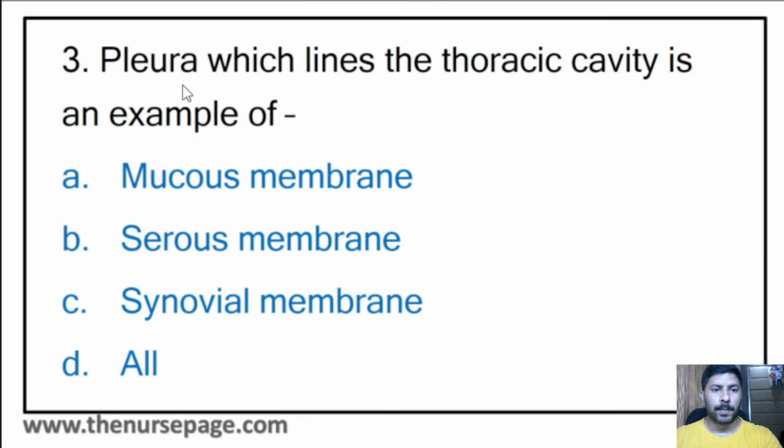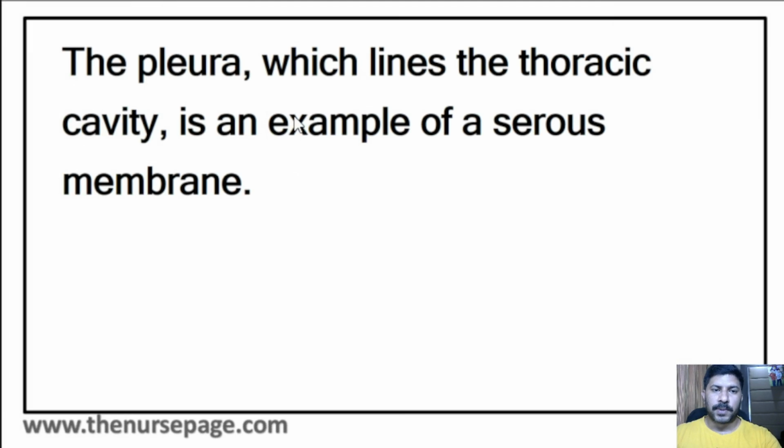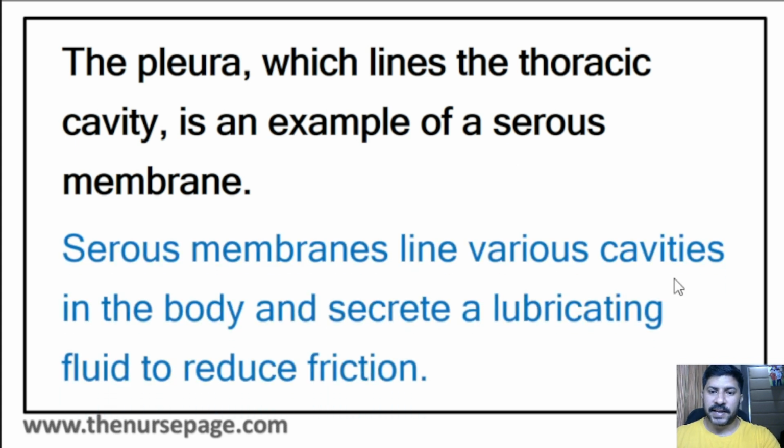necessary for life. That is why it is called the basic unit of life. Third question. Pleura, which lines the thoracic cavity, is an example of mucous membrane, serous membrane, synovial membrane, all. Correct answer, serous membrane. The pleura, which lines the thoracic cavity, is an example of serous membrane, and serous membranes line the various cavities in the body and secrete a lubricating fluid to reduce friction.